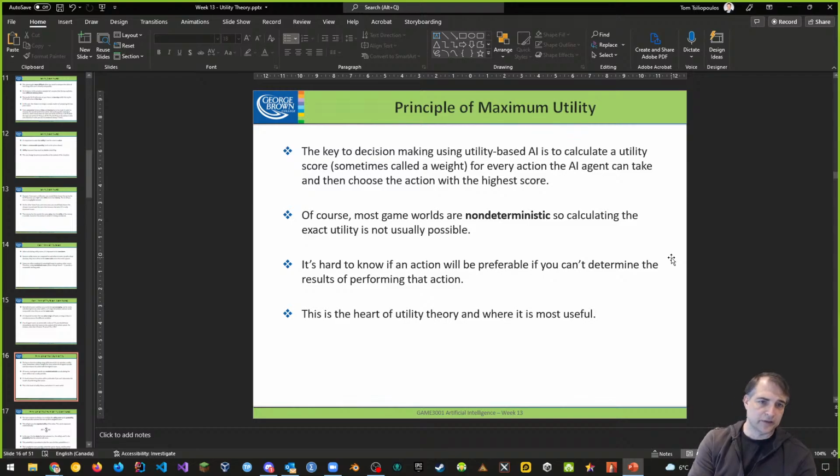So really, the key to decision making using utility-based AI, which is also what it's called, is to calculate a utility score, sometimes called a weight, for every action the AI agent can take, and then choose the action with the highest score. Of course, like we said, most games are non-deterministic, so calculating the exact utility is not usually possible or even desired.